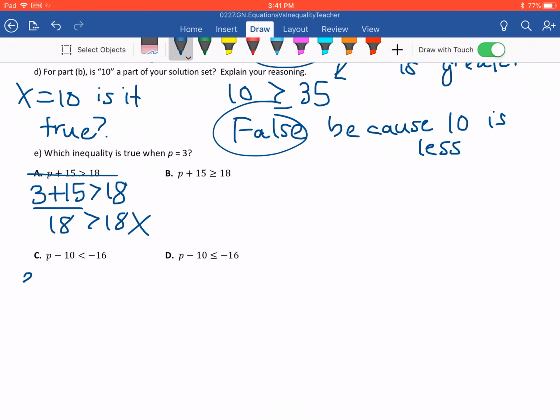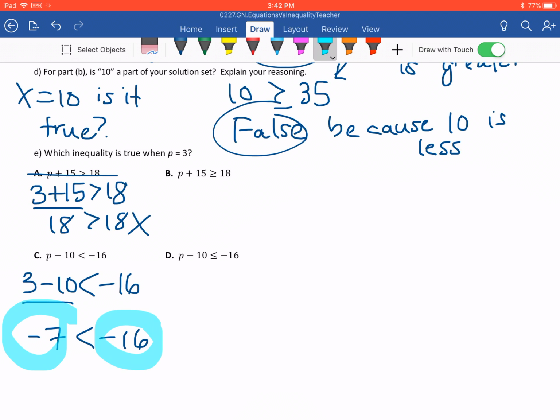Part C, we have 3 minus 10 is less than negative 16. 3 minus 10, well, if I start at 3 and I go backwards 10, I end up at negative 7 is less than negative 16. This is something that I noticed a lot of us kind of struggled with today. Would you rather owe a person $7 or $16? I would rather owe $7 because that means I don't have to pay them as much money, which means negative 7 is actually greater. Even though it looks like it's smaller because 7 is less than 16, since it's a negative, it works the other way. So this one is also wrong.